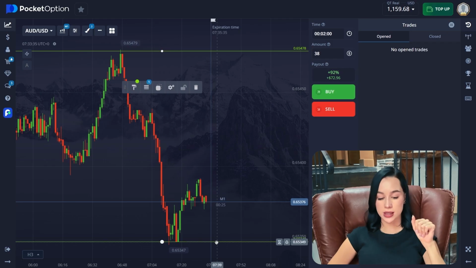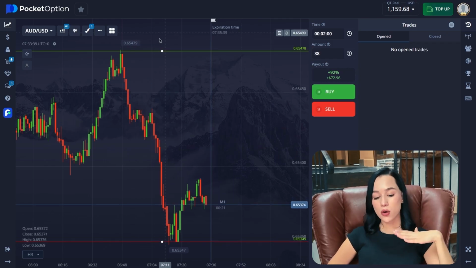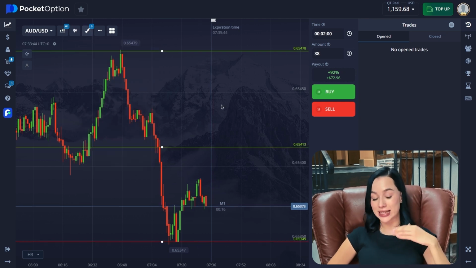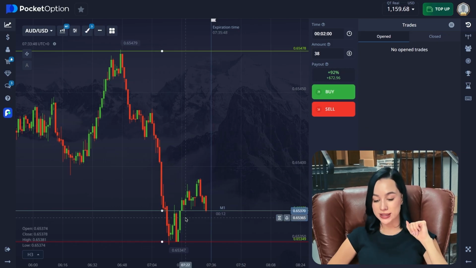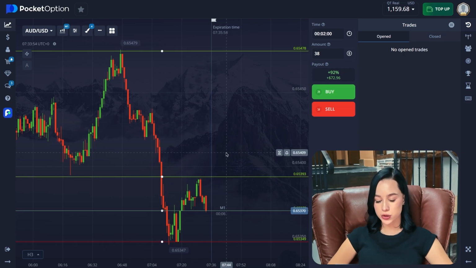But the resistance level is absolutely the opposite. It's the ceiling where the price often bounces back down. In this zone, supply becomes stronger than demand, and many market participants start taking profits or opening sell positions. So let's draw it for now. Here is our resistance level, and here is the support.